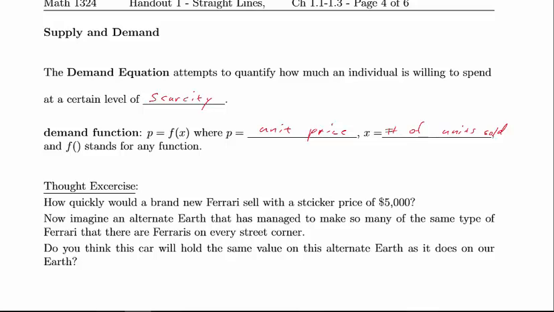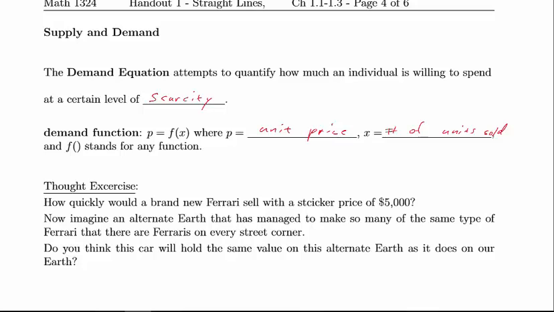So part of what gives the Ferraris their value, other than just being simply such a fine automobile, but the main thing that they get their value from is the fact that they are scarce. And so that goes back to our concept of scarcity, right? Things have value because they are not readily available. So the demand equation is an attempt to quantify our demand for a scarce resource.